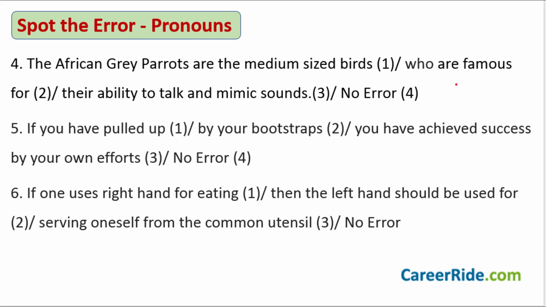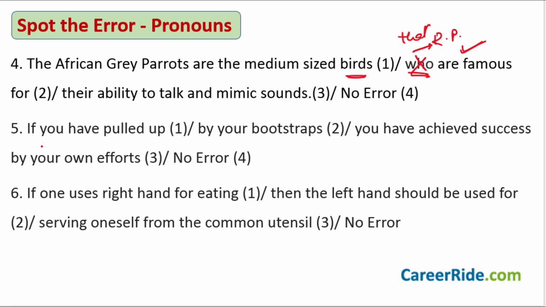Now, which part of this sentence has got a mistake in it? Try to answer it for yourself. The African Grey Parrots are the medium-sized birds. No mistake here. The mistake is actually in the second part of the sentence. And what is the mistake? The mistake is this word who. Who is a relative pronoun here, and it is relating to the noun, the birds. But we have learned that who is used for human beings, right? The pronoun that you should use here is what? You should use that. That are famous for their ability to talk and mimic sounds.